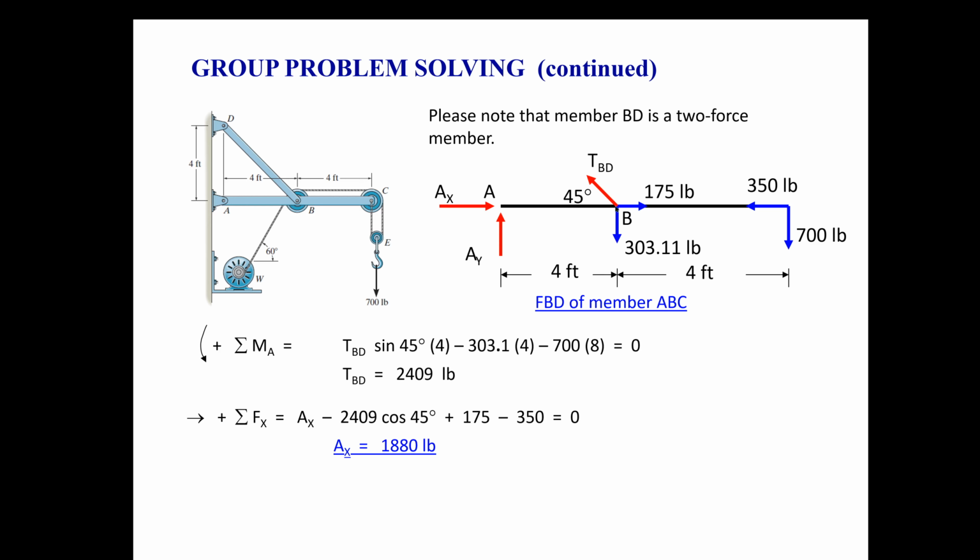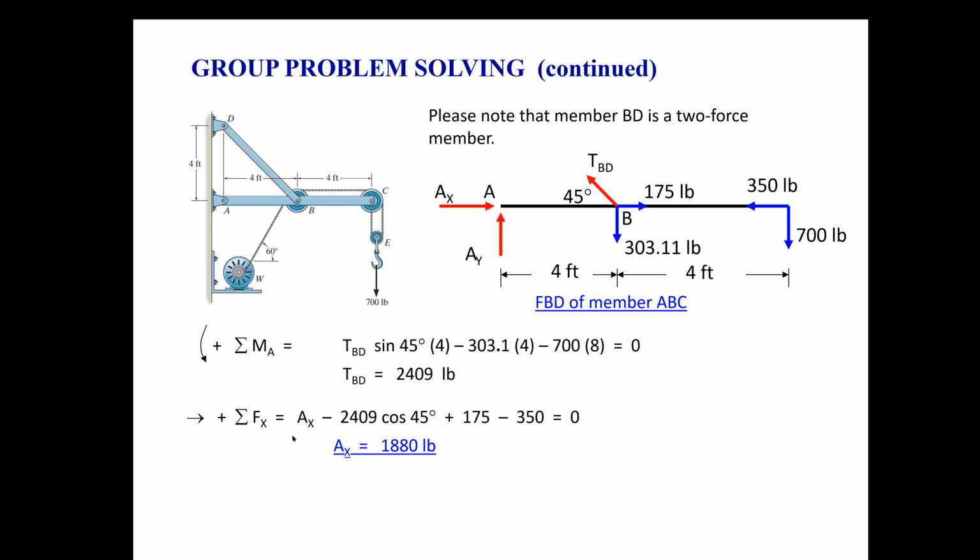And this one has no impact on it because if you drew the line straight through, it doesn't cause a moment about A. And this one has no impact on it either, right? It's just this force 700 down, okay? And that's just going to be times 8 because it's 4 feet and 4 feet. And then you can solve for TBD, right? So TBD is 2409 pounds.